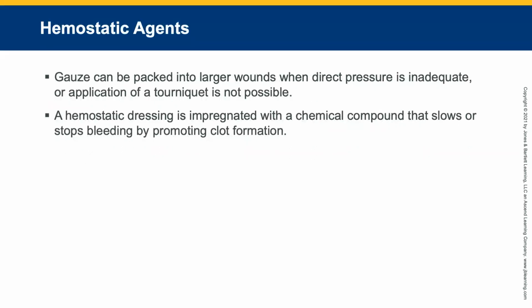So on wound packing, gauzes can be packed into a larger wound to control a hemorrhage when direct pressure is not adequate or application of a tourniquet is not possible. Hemostatic dressing is impregnated with a chemical compound that slows or stops the bleeding by prompting clot formation.